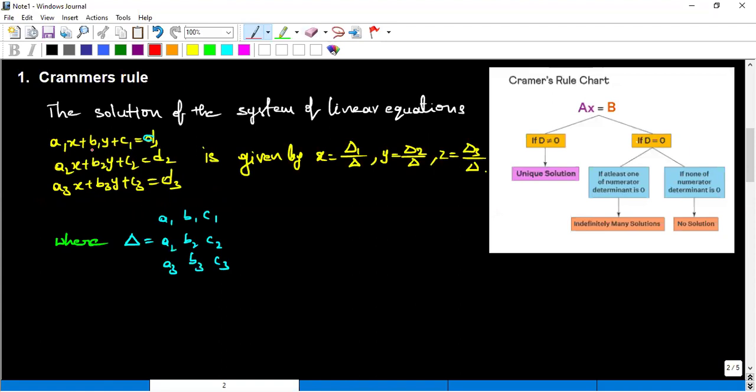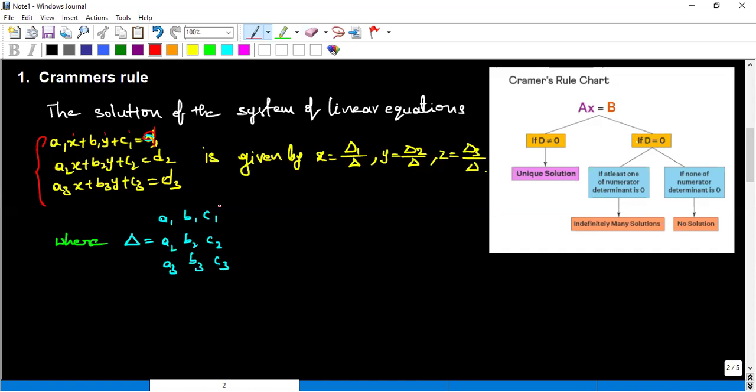What is Cramer's rule? These are the three given linear equations, which are non-homogeneous. Homogeneous means the power of the variable will be the same. But here the power is 1, power is 1, power is 1. D1 is not a variable, it is a number. So here there is no variable, the variable's power is 0. So you can tell that it is non-homogeneous. Then how can you find the common solution for these three?